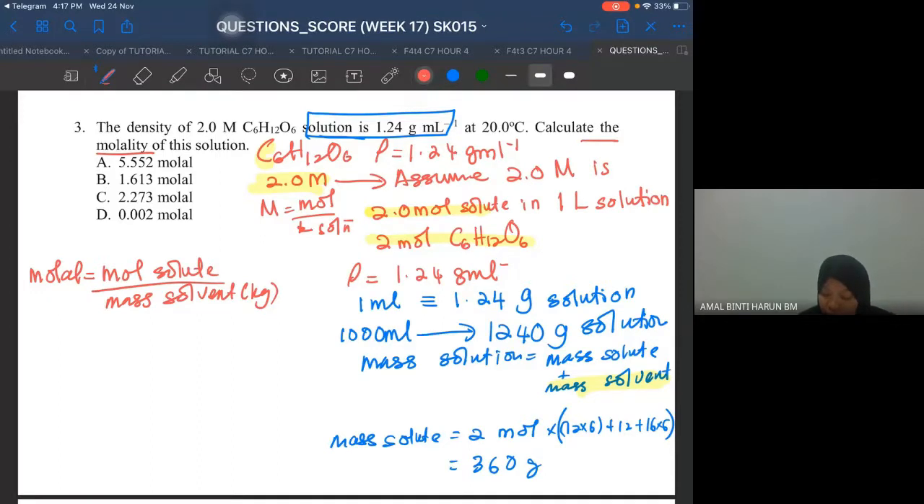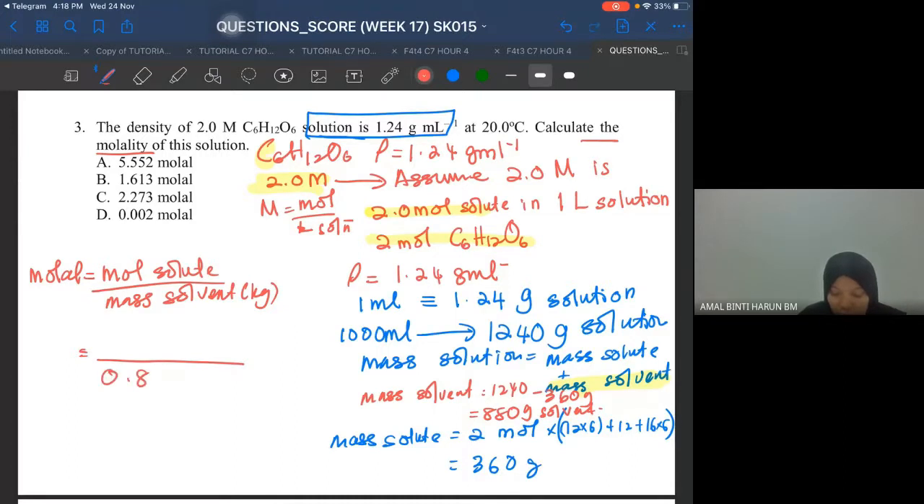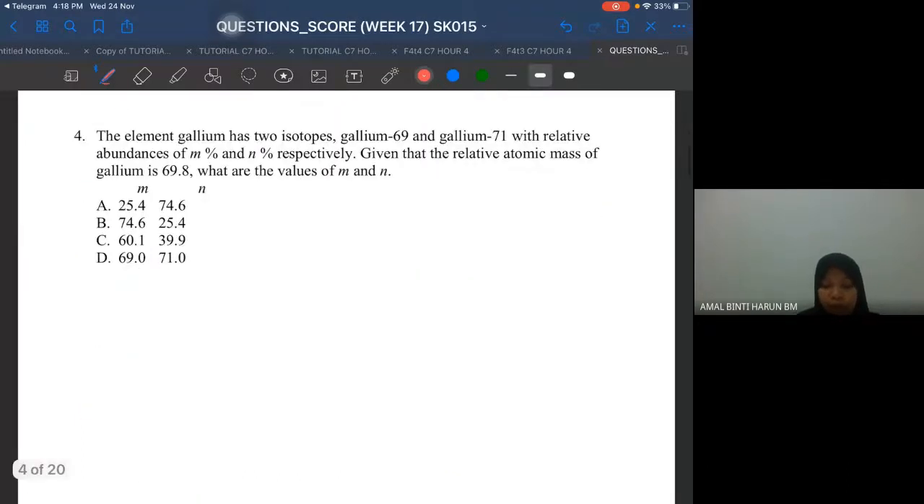So mass solvent, satu, dua, empat, kosong, tolak 360 gram. So kita dapat 880 gram solvent. So dah dapat dah dekat sini. Solvent kita adalah 0.88 kg. So tadi kita assume berapa? 2 molar tu adalah 2 mole. So 2.27. So the answer is C. Anything to ask? Okay, kalau tak ada soalan, kita proceed lagi soalan nombor 4.